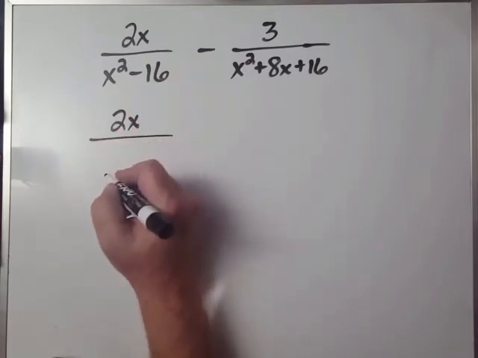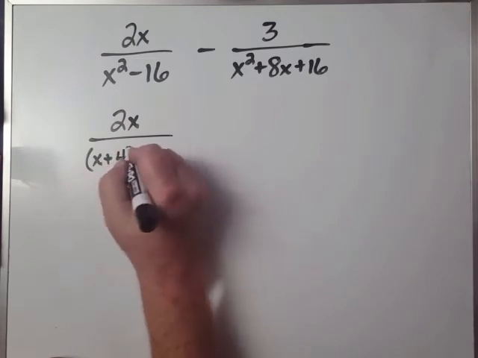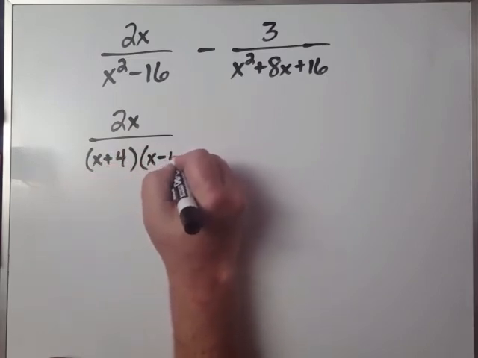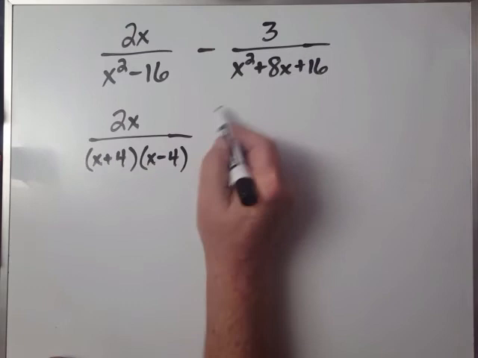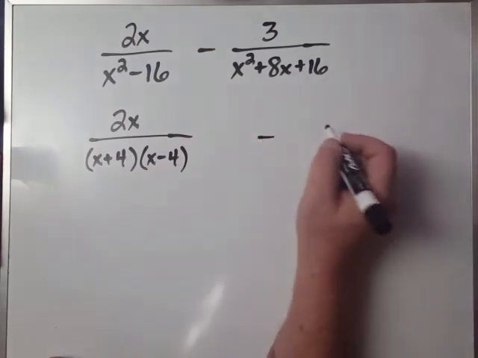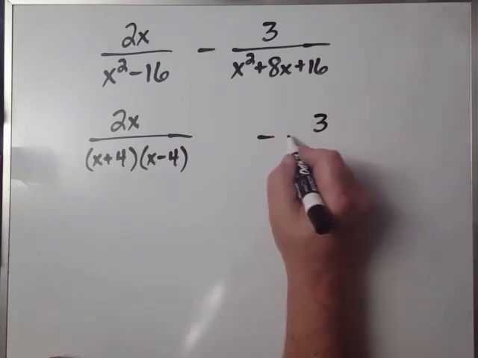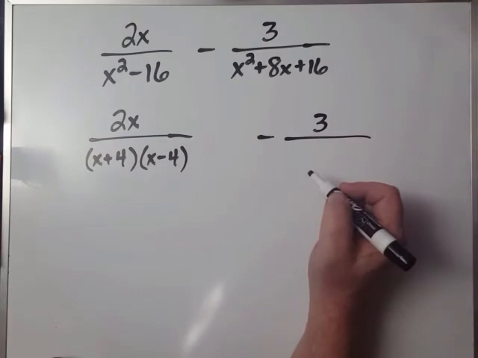This first denominator is a difference of squares. It will factor as the first plus the last, the first minus the last. Leave you some room right here for what's missing. Minus this second denominator. Did you spot it?